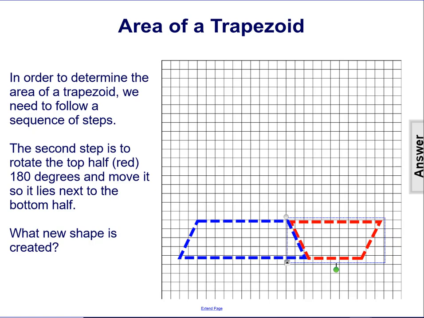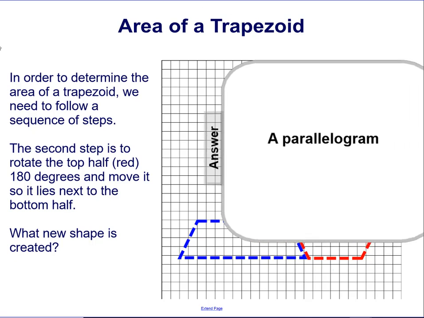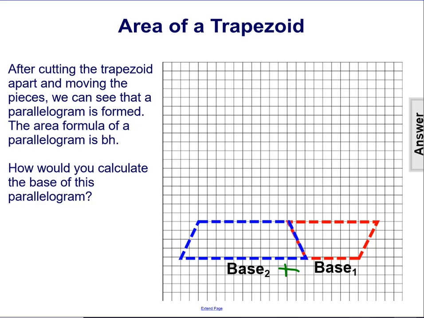What new shape is created? We have created a parallelogram. After cutting the trapezoid apart and moving the pieces, we can see that a parallelogram is formed. The area formula of a parallelogram is base times height. How would you calculate the base of this parallelogram? We could take the two bases and add them together, and we would find the base of this parallelogram. So we have base 1 from the trapezoid plus base 2 from the trapezoid.